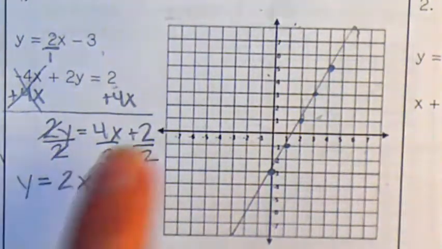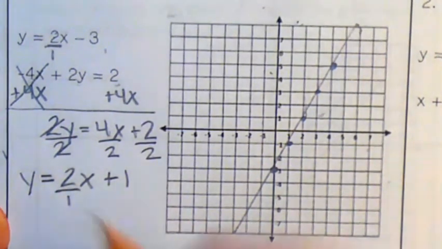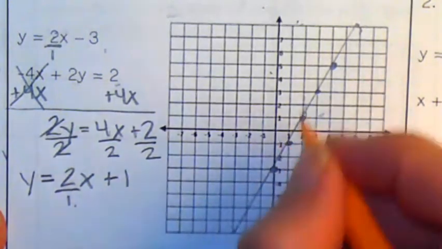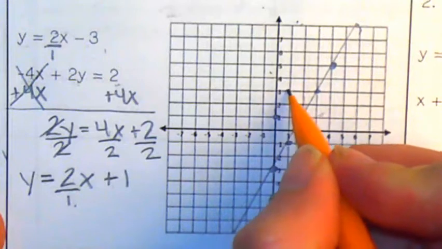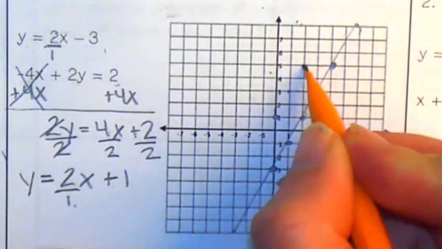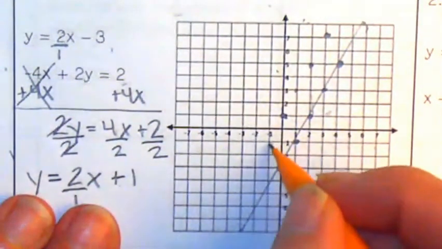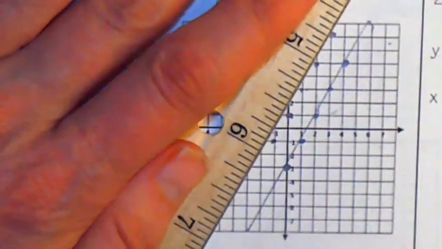Okay, now I'm going to graph this one. My slope is a whole number, so I'm going to put it over 1. So I just know rise over run. I start at positive 1, and I go up 2, right 1. Up 2, right 1, up 2, right 1. I'm going to connect the points on that line.